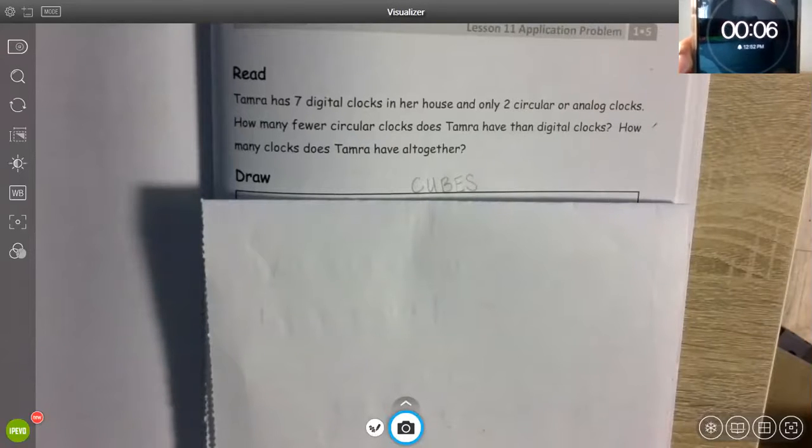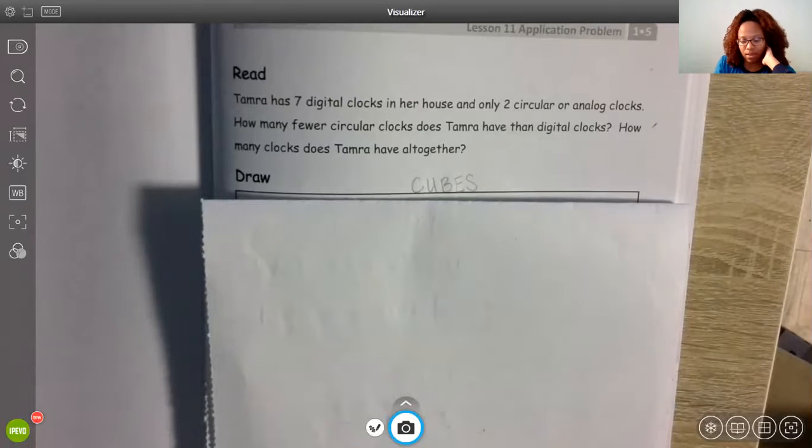Now you have a few more seconds to wrap up what you have now. All right, so that was 1 minute. If you didn't finish, that's okay because we're gonna go over it together.